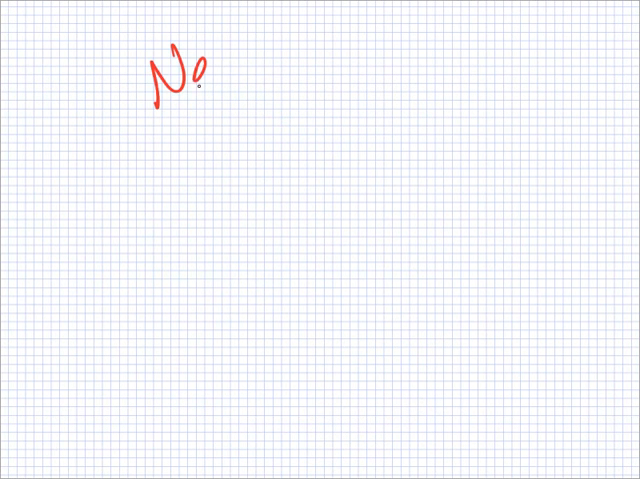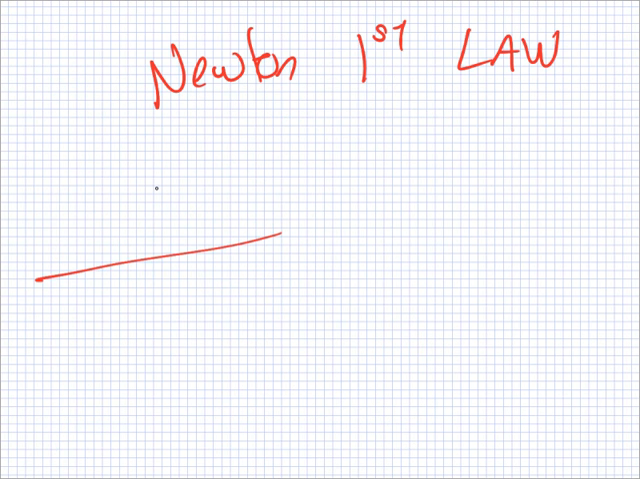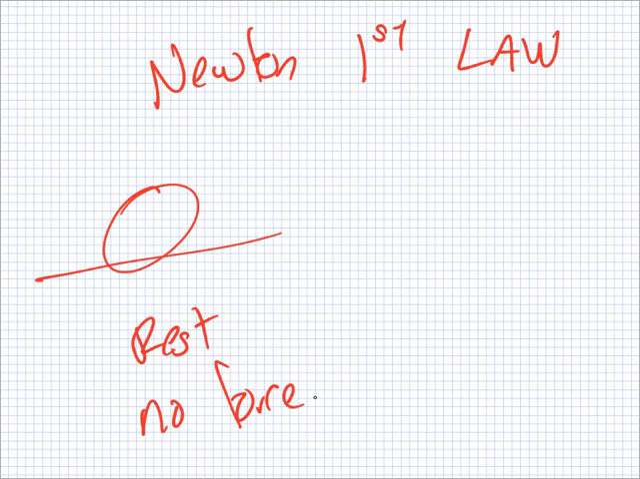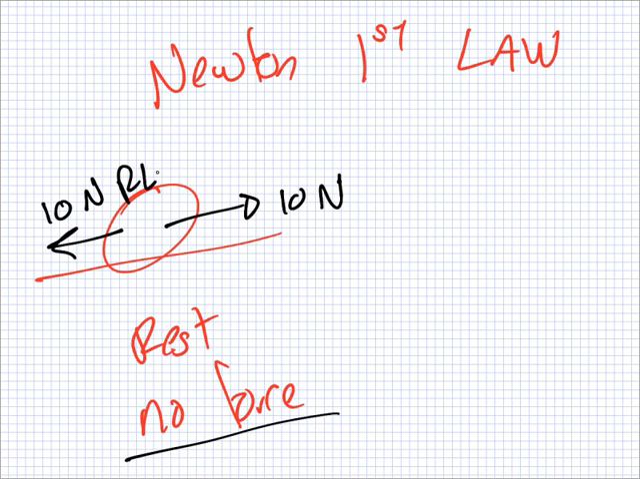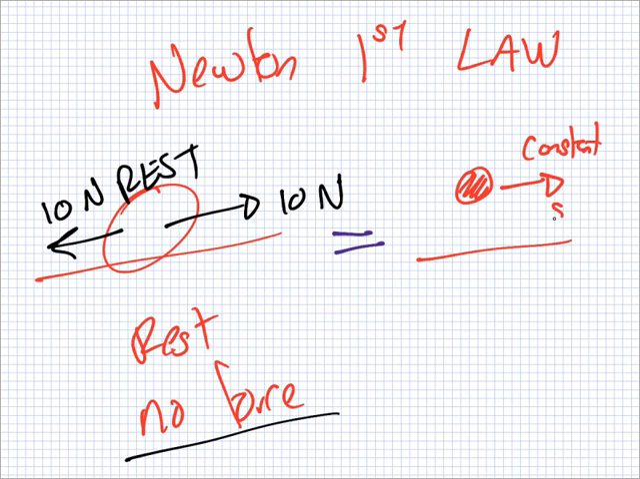So this is what Newton's first law says. If this guy is at rest, it means that there's no force. If there is a force, like say here 10 newtons, then there must be a force here of 10 newtons, because in total we should have no force if it's at rest. But Newton also said that this is the same as if this is moving with a constant speed. That's like being at rest.